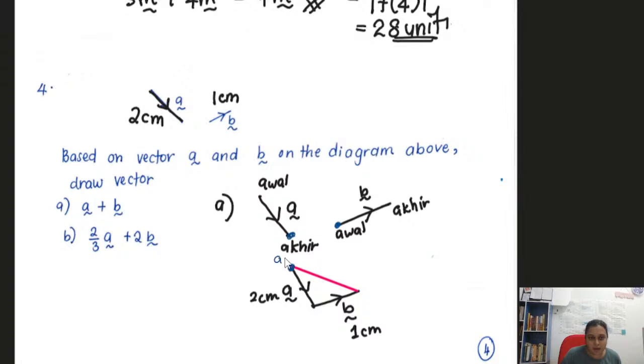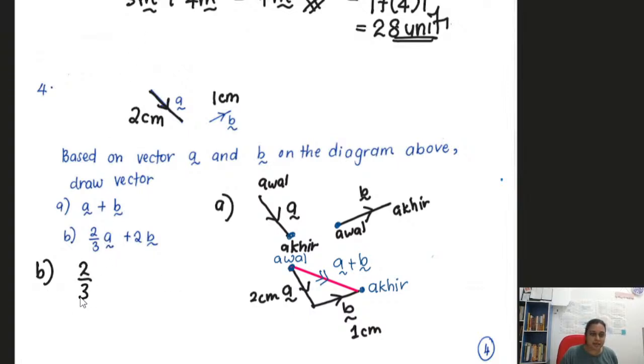This is the awal for A, isn't it? And ini ialah akhir, this is the terminal for B. So the initial and terminal is where you do the connection. So you letak 2 anak panah, 2 arrows starting from the initial and going to the terminal like that. So this is your vector A plus B. A tambah B. Itulah vektor A tambah B.